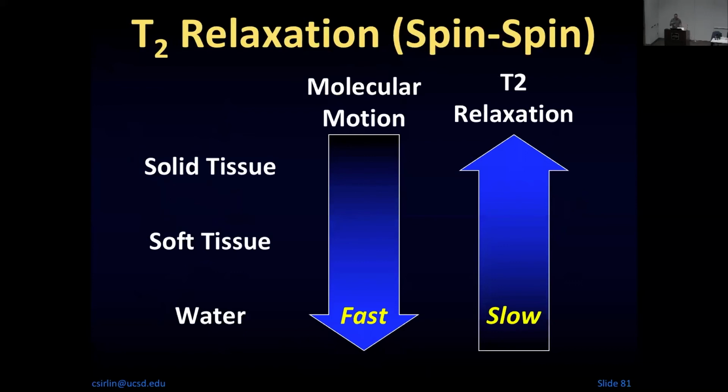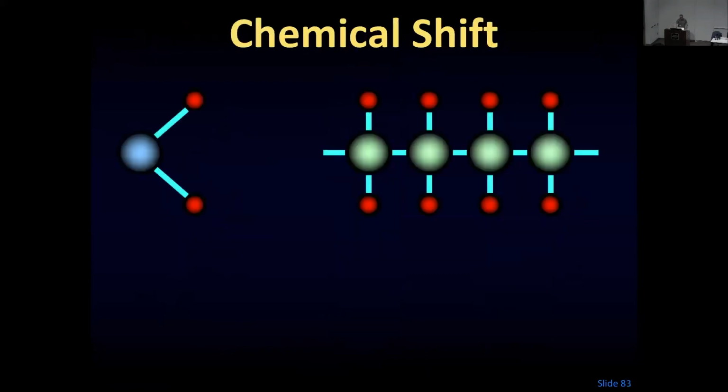If you had trouble following that, then maybe commit this to memory. Solid tissue like cortical bone has very slow molecular motion, very fast T2 relaxation. Liquid water has very fast molecular motion. It has very slow T2 relaxation.